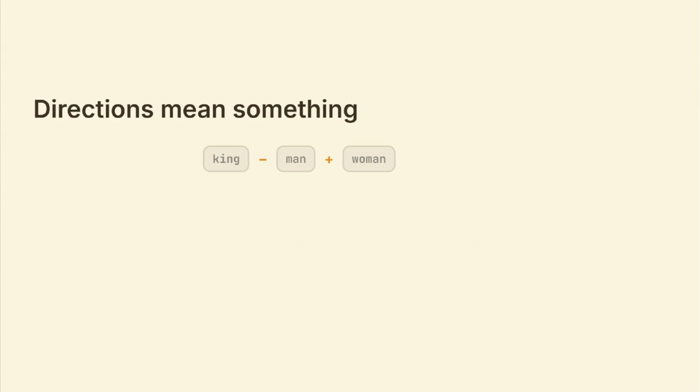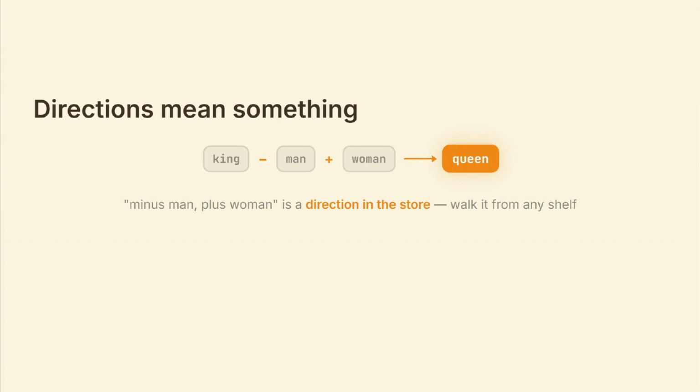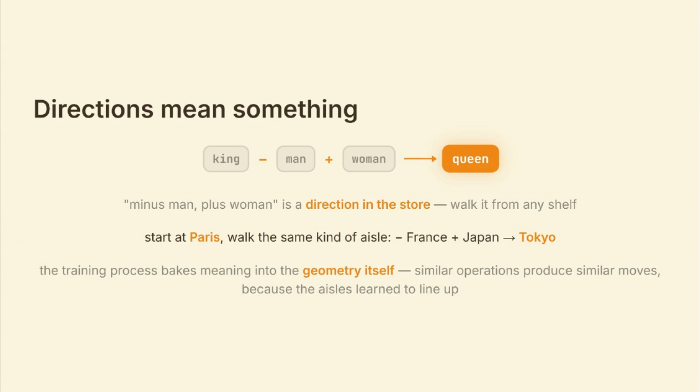Now the famous one, and in the supermarket, it finally makes sense. Take the shelf address of king. Subtract man. Add woman. Where do you land? On the shelf marked queen. Because minus man plus woman isn't algebra nonsense, it's a direction in the store. A gender aisle, if you like. And it works from any shelf. Start at Paris, subtract France, add Japan, you walk straight to Tokyo. The training process bakes meaning into the geometry itself. Similar operations on words produce similar shelving moves because the aisles learn to line up. That's not magic, that's learned structure.